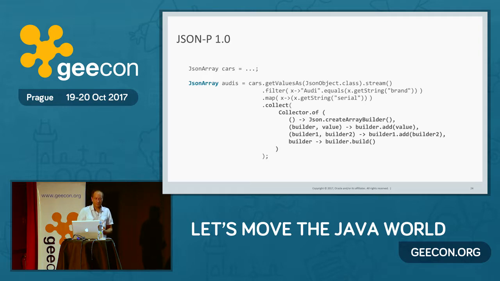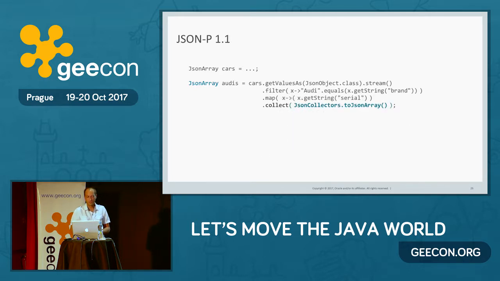One not nice thing in JSON-P 1.0 was using streams. If you wanted to iterate through or transform a JSON object and work with it as a JSON array, you basically had to write your own collector, which is not nice. So in JSON-P 1.1, we added JSON collectors, which simplifies this.